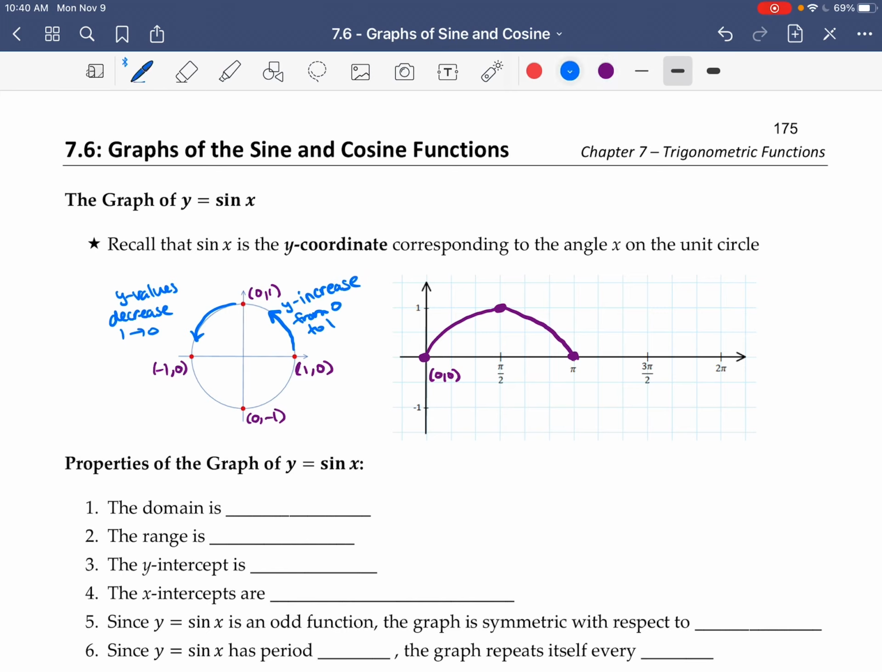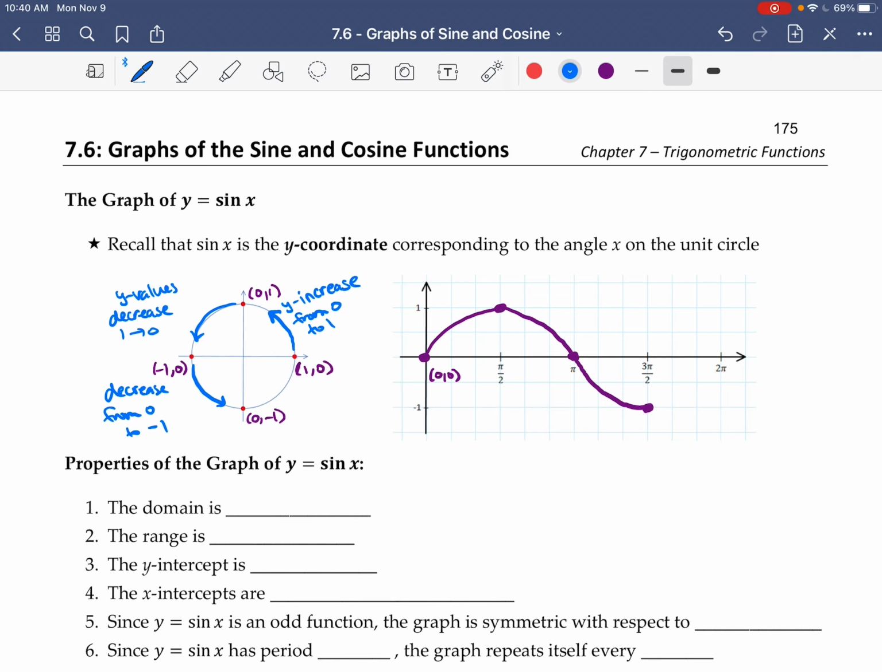Okay, now as I go from angle pi to angle 3 pi by 2, so this would be our terminal side. The y values are still decreasing, they're negative here, so they decrease from 0 to negative 1. So at 3 pi by 2, I'm at negative 1, and I decrease until I get there, like that.